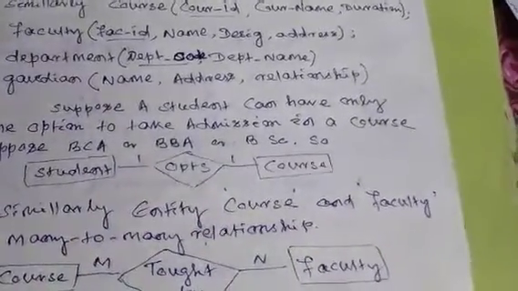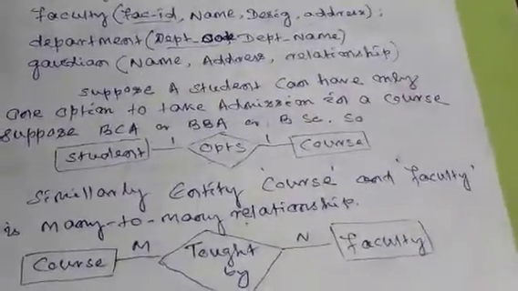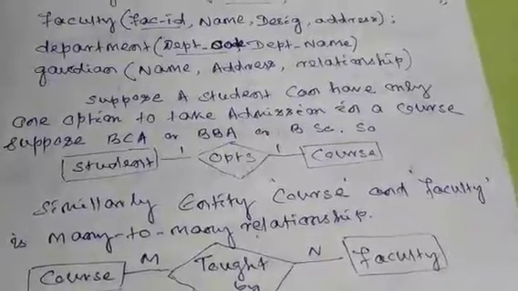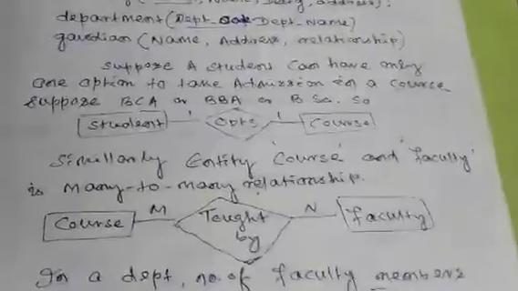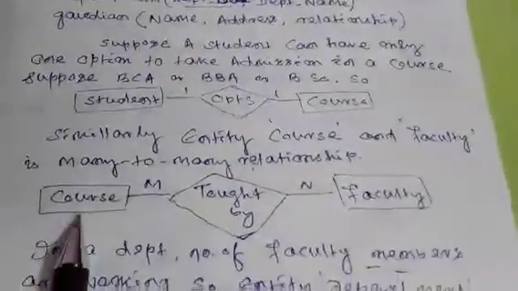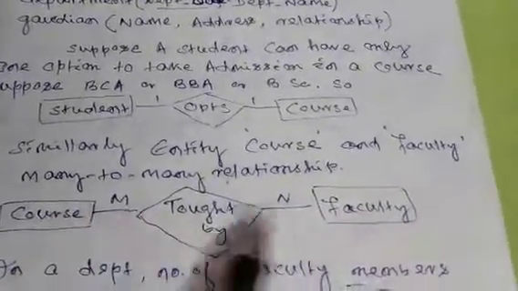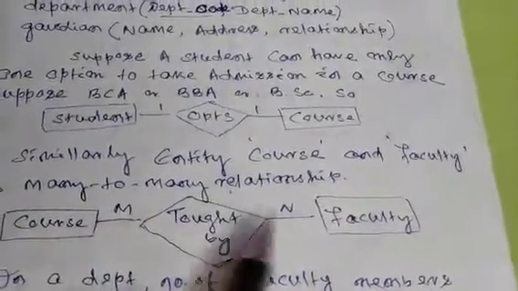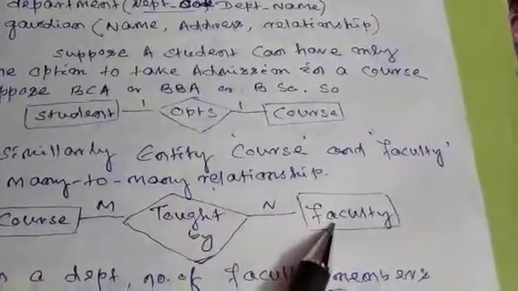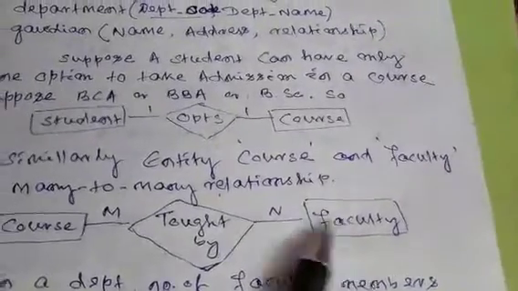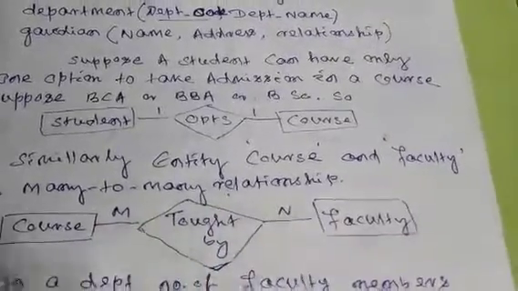We have already discussed there are four types of relations: one-to-one, one-to-many, many-to-one, and many-to-many relationship. Similarly, take another entity, the course. The course can be taught by different faculty members of the college. This relationship is a many-to-many relationship, because a single course can be taught by a number of faculties, and a faculty also teaches a number of courses in a college.